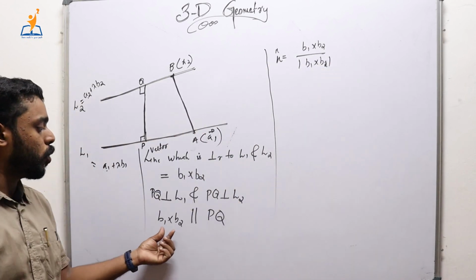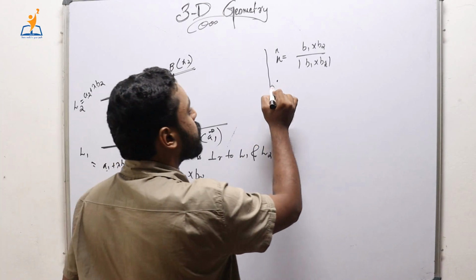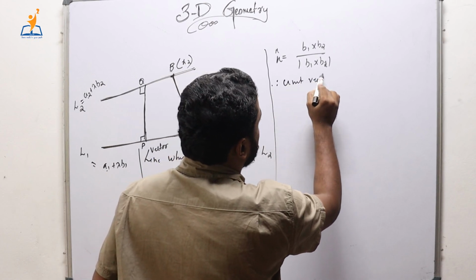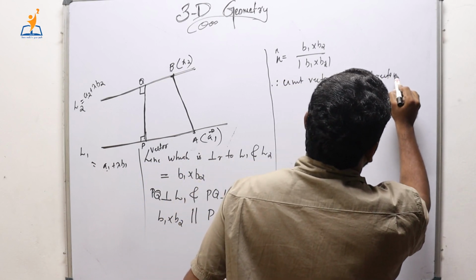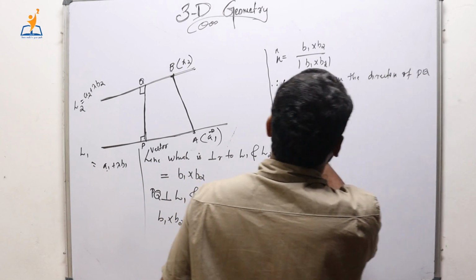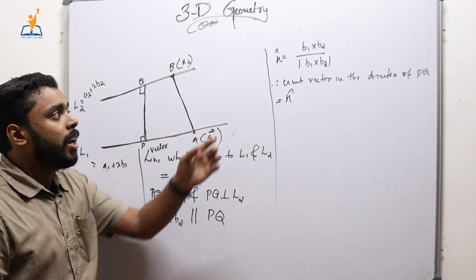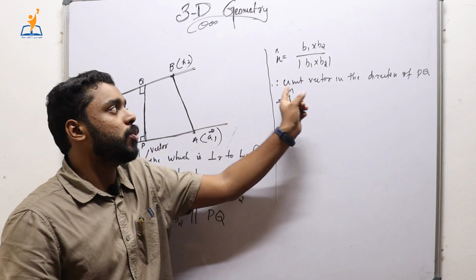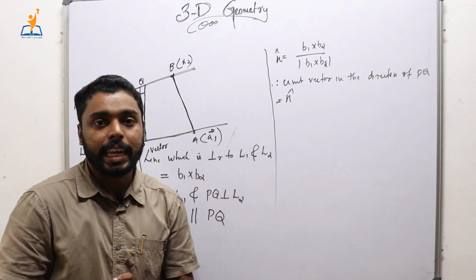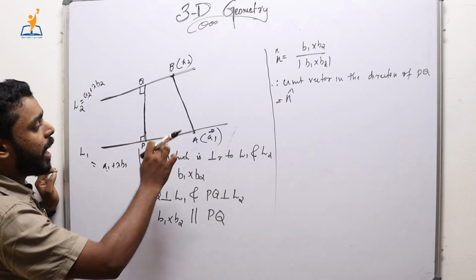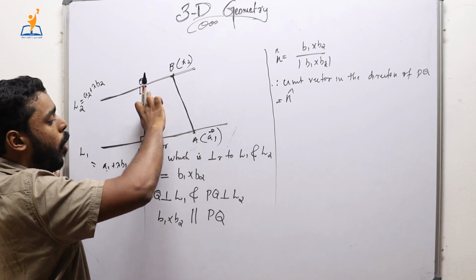So we found out the unit vector in the direction of B1 cross B2. Hence the unit vector in the direction of PQ is also nothing but n cap. Since B1 cross B2 and PQ are parallel, the unit vector in the direction of B1 cross B2 is n cap. Hence we can say that the unit vector in the direction of PQ is also n cap. Now we can find out the projection of the vector AB onto PQ.